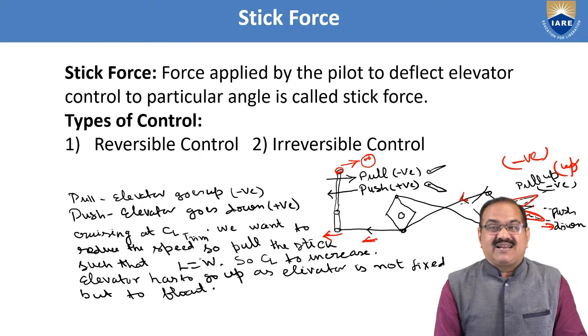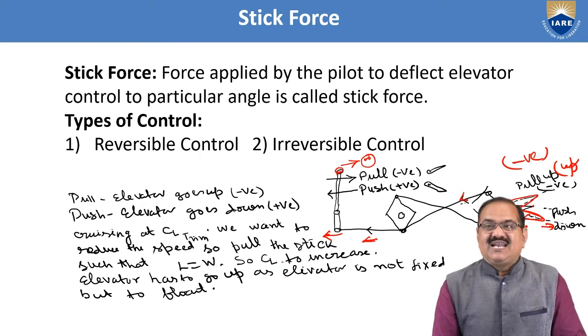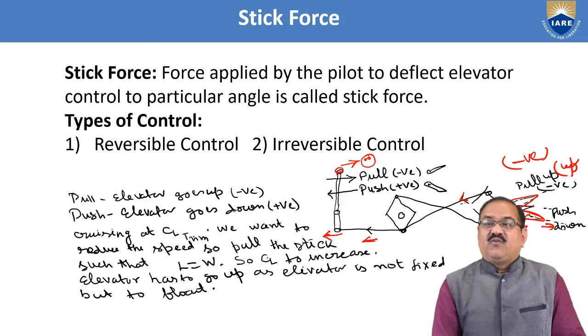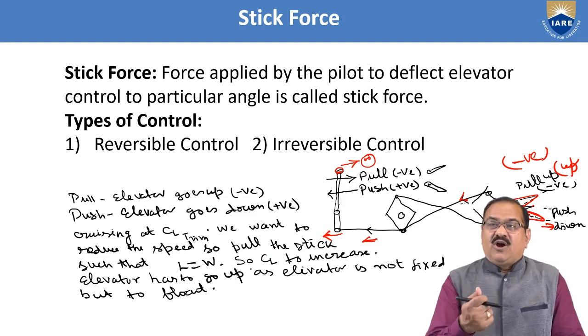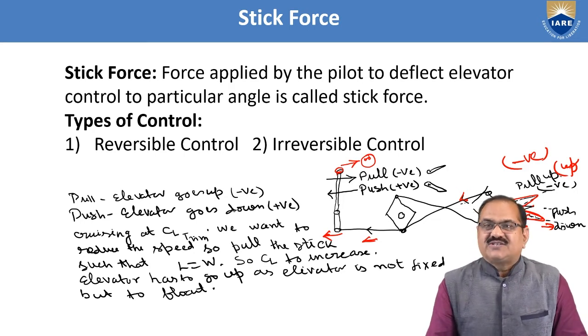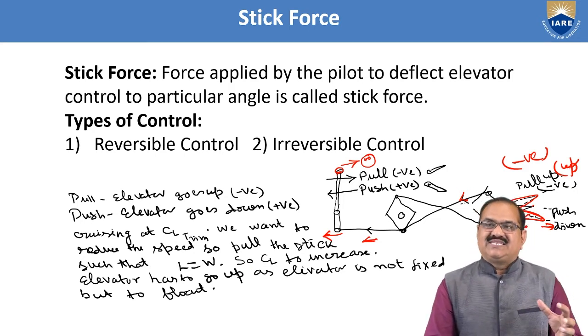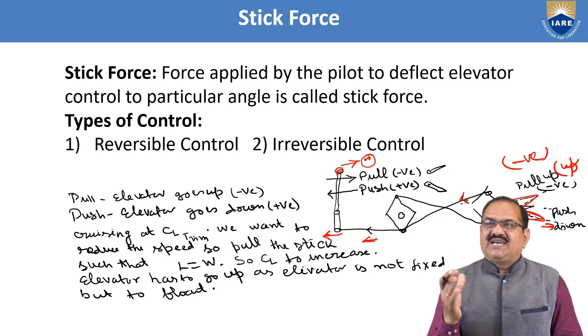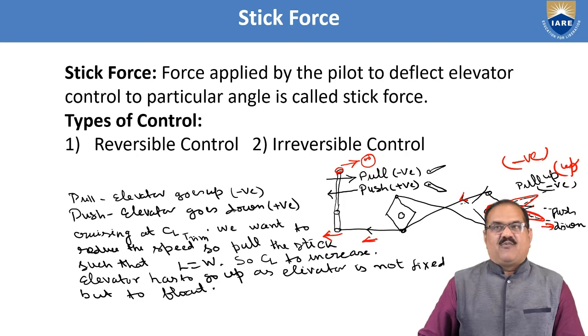It is called the CL trim. So to increase CL, the elevator has to go up, as the elevator is not fixed but floating. So for this condition, we have to pull down and the elevator will go up. So to make a trim condition, we have to pull, and by the pulling, the elevator will go upward.